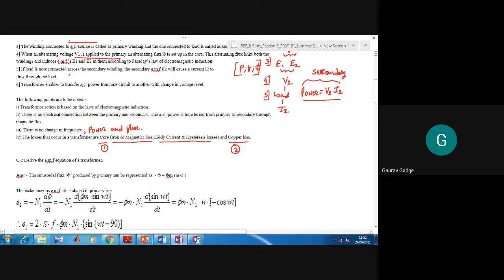Now what is meant by loss? That loss is nothing but the heat which is developed. When the current passes through the winding, the winding gets heated. The loss which takes place due to the heat in the copper is called copper loss. When the magnetic flux links through the core with the windings, the core gets heated up. So again, the heat loss in the core is called core loss. Is it clear with this point? Any question?